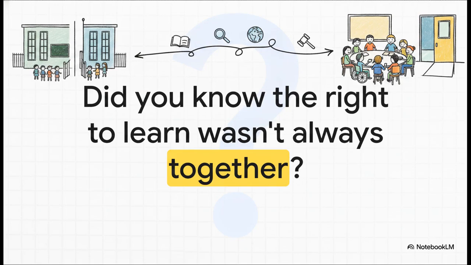Did you know that the right to an education hasn't always meant the right to learn, together? For the longest time, we kind of just assumed that simply putting a child in a school, literally any school, even a totally segregated one, meant we were fulfilling their fundamental human rights. But what actually happens when we look a little closer at the laws?